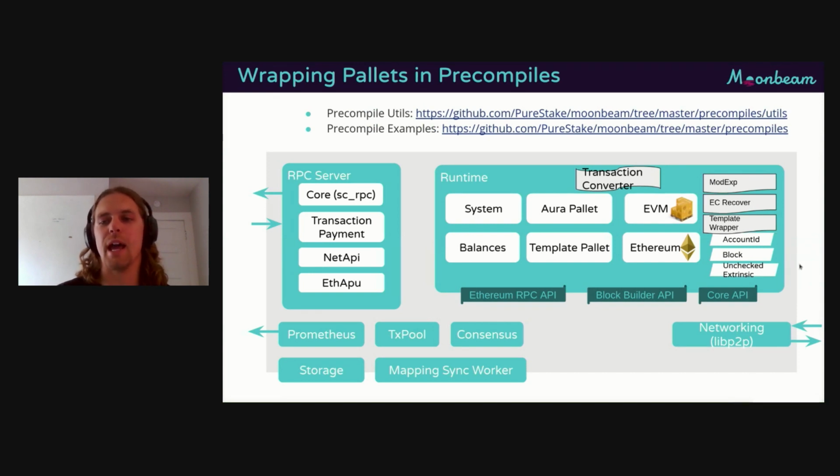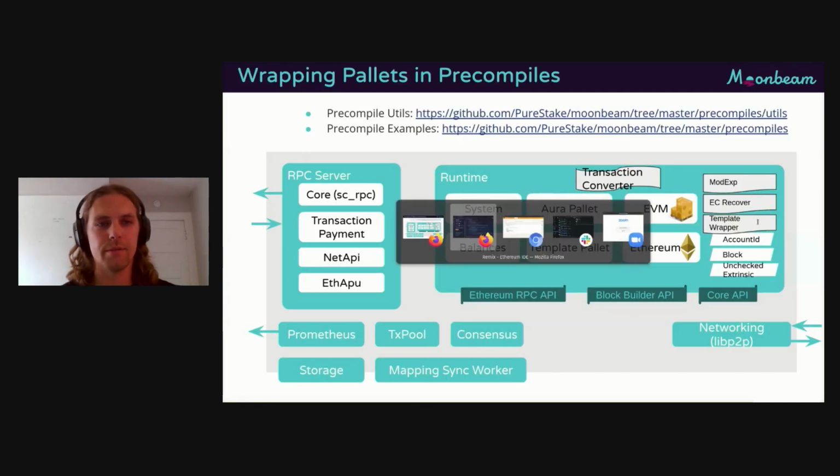architecture diagram. We're going to add one more precompile, the template wrapper. So I suspect everyone here is familiar with the pallet template that comes with the Substrate node template. It's probably the first pallet you learned to write. I know it was for me like a year and a half ago. And it basically just allows a user to store a value and then fetch that value back off of chain. And that's a really good, simple pallet to use as an example for this wrapper precompile technique. Yeah, so let's just go to the code.